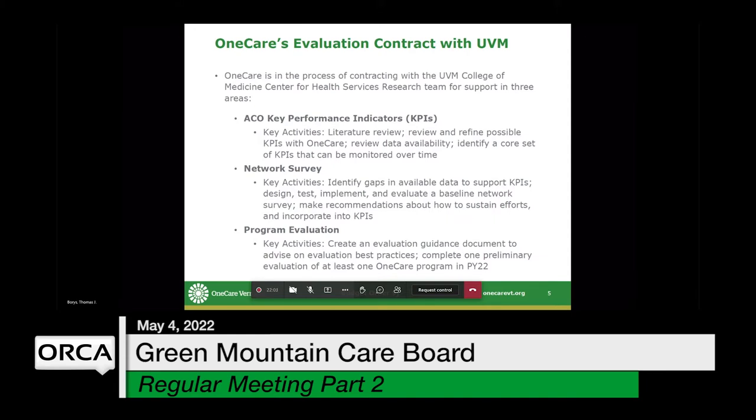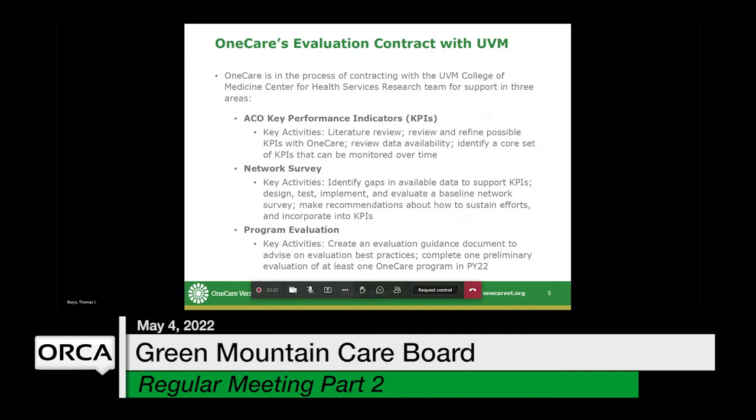And making sure that our work with UVM comes in is making sure that these key performance indicators are supported by literature, research, and that we have the right process and identify the right core set that we can really keep focus on over the next few years.